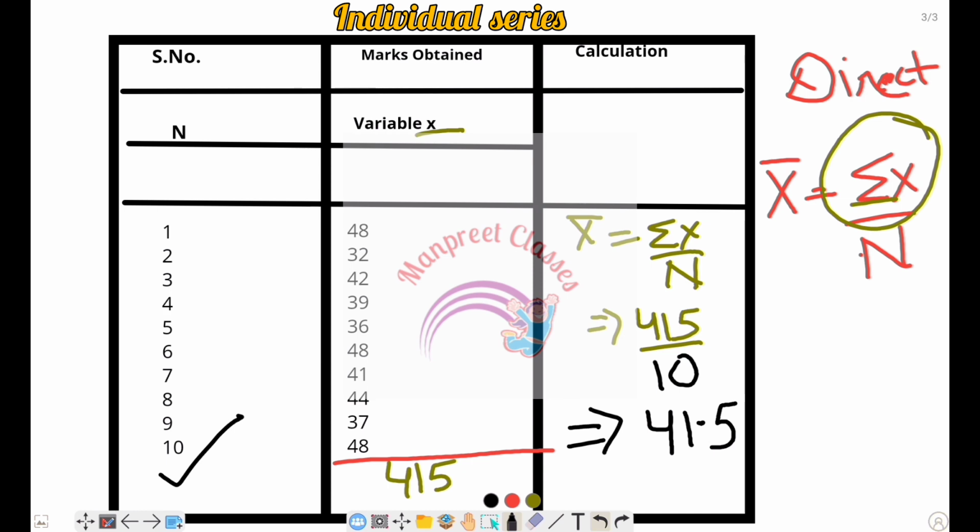Now the next method is the shortcut method, which we'll discuss in the next video.